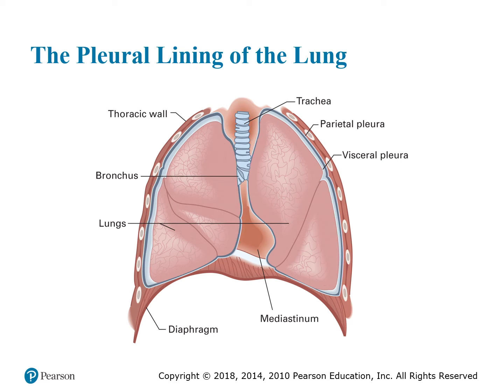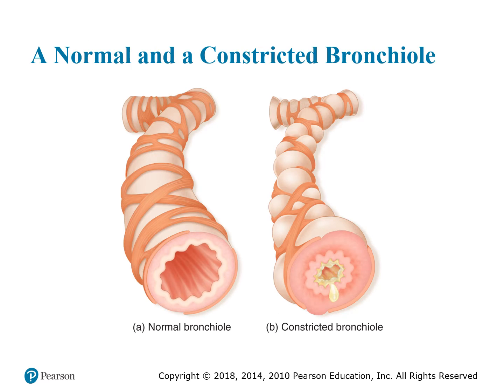All right, so with the pleural lining, we have a visceral pleura. If you ever hear visceral, visceral is pertaining to an organ. Visceral means organ. So visceral pleura is that lining that goes around the lung itself. Okay, the parietal pleura. Parietal means wall. Parietal goes along the thoracic wall. Okay, that's inside.